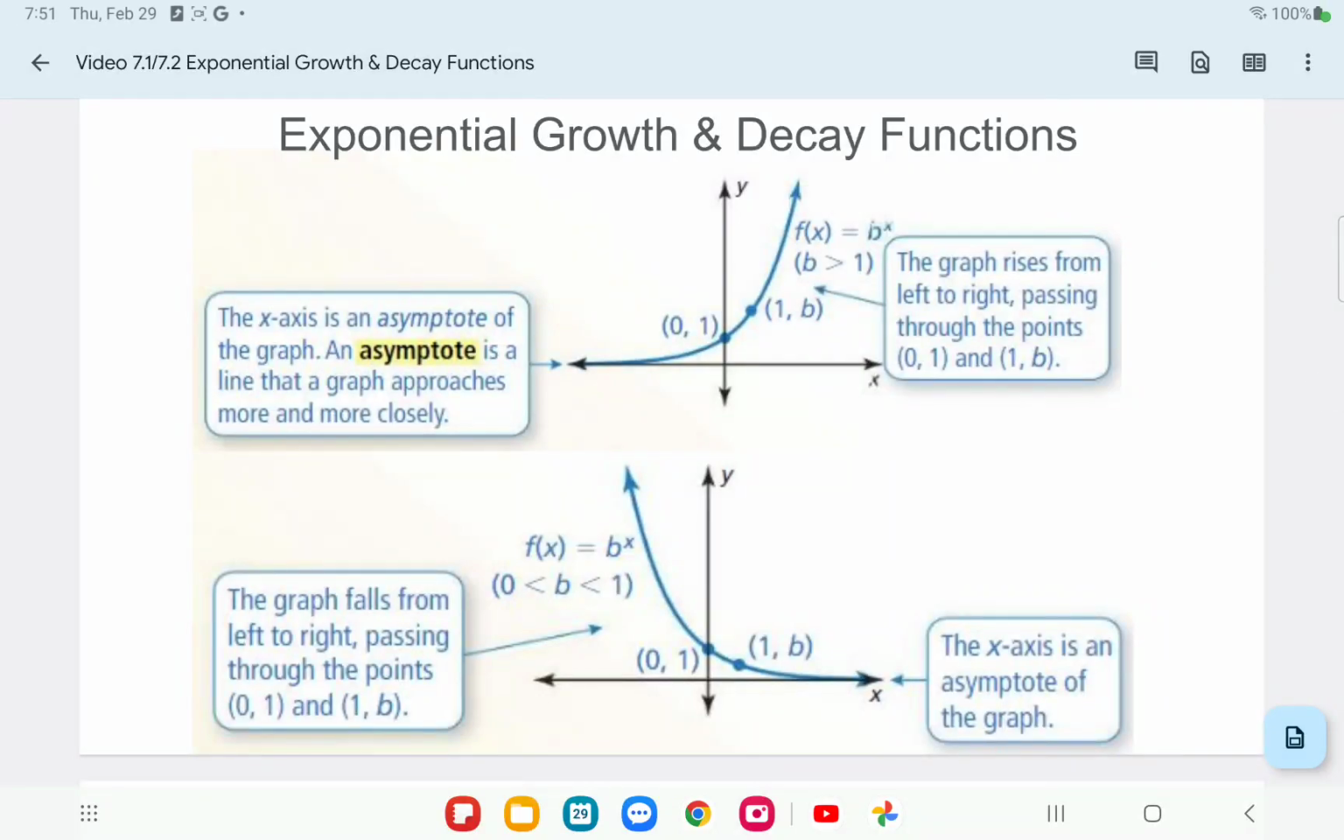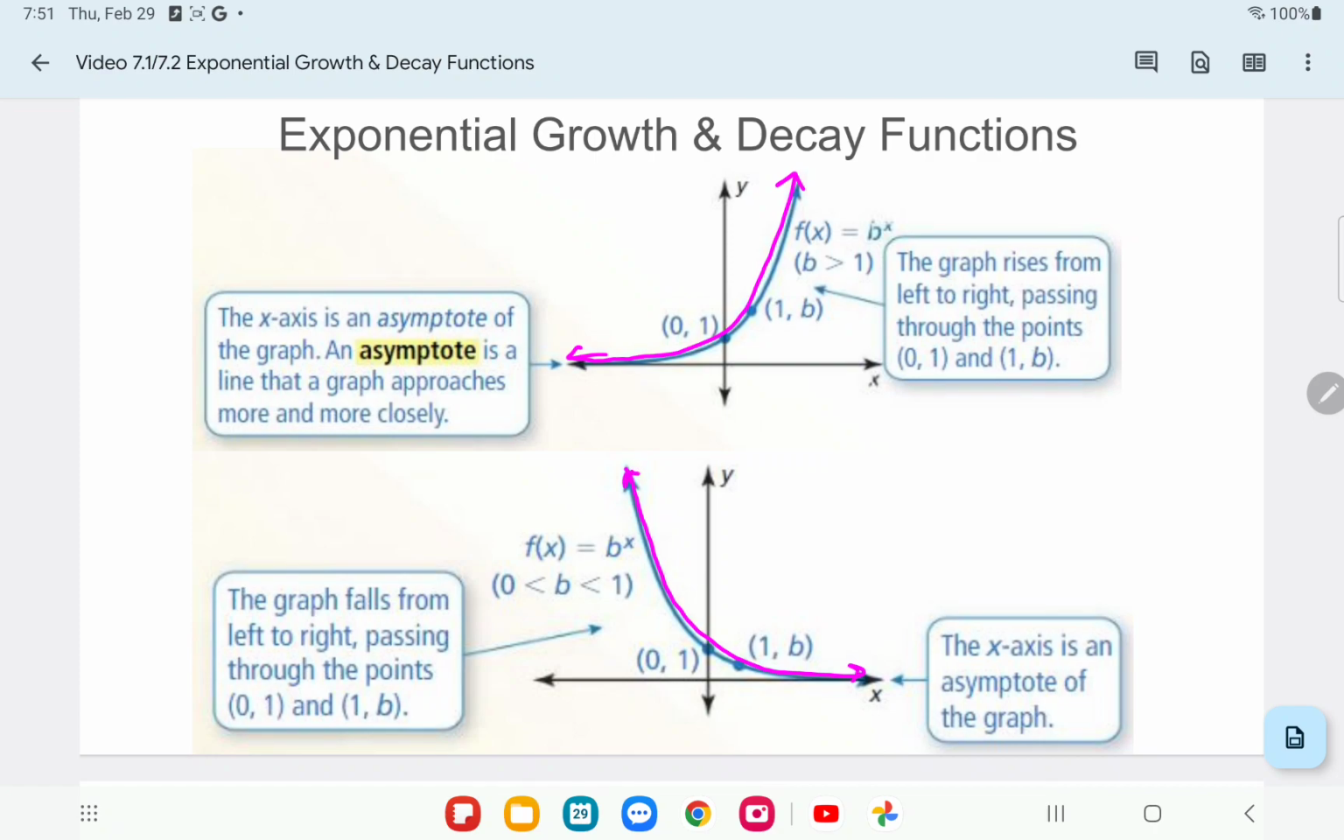Let's talk about exponential growth and decay functions. Exponential growth functions are functions where the graph grows really, really fast. That's why it's called exponential growth. Decay functions are when the graph decreases really, really quickly.